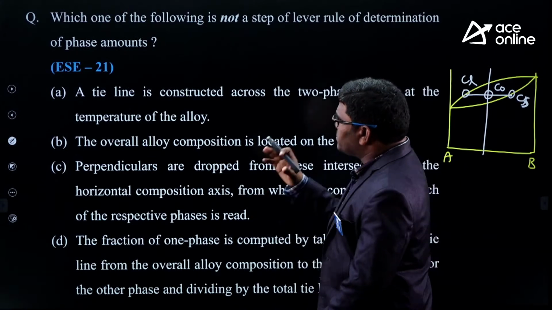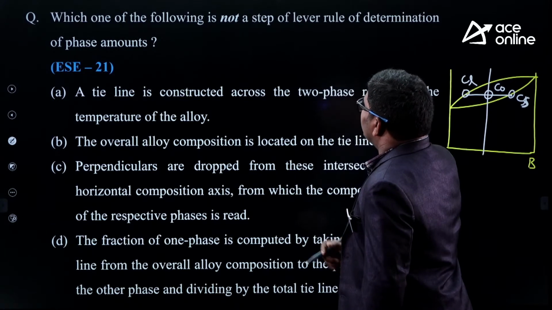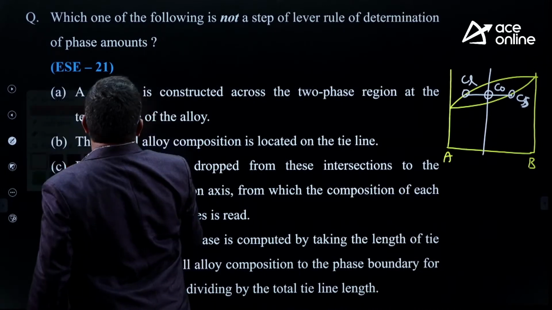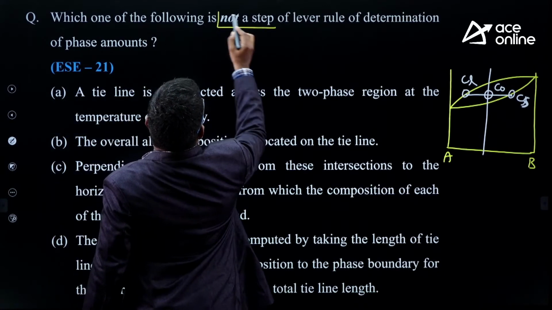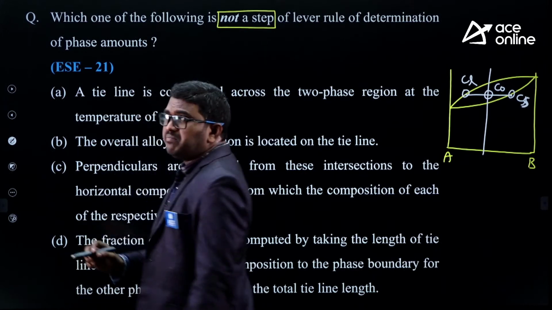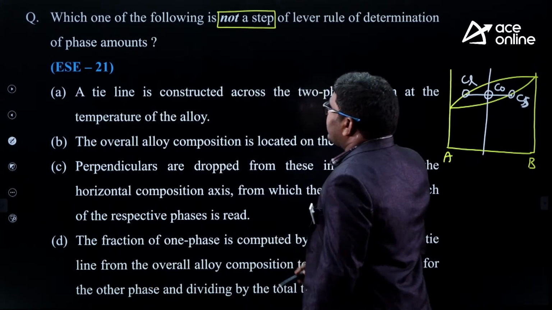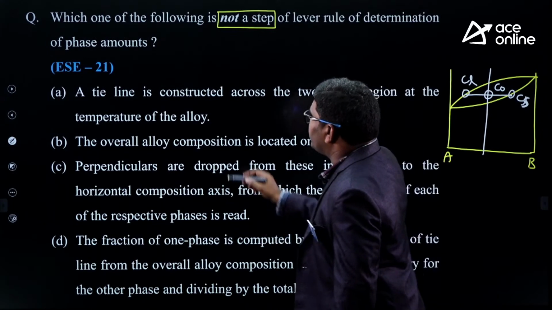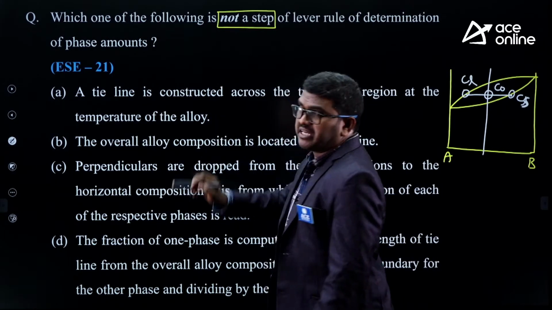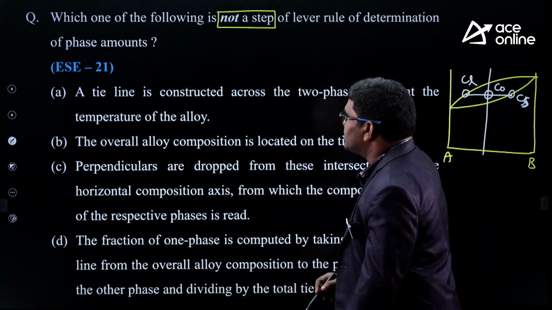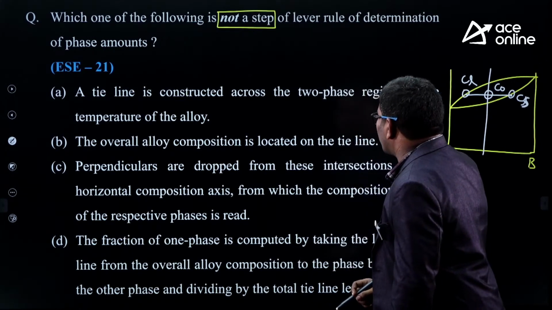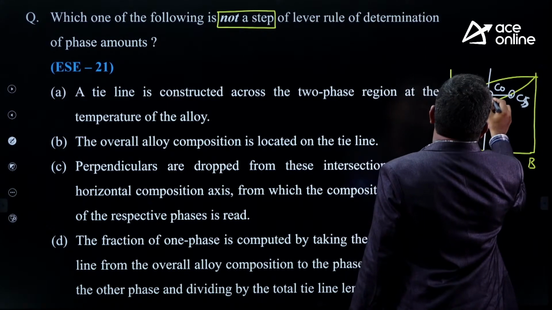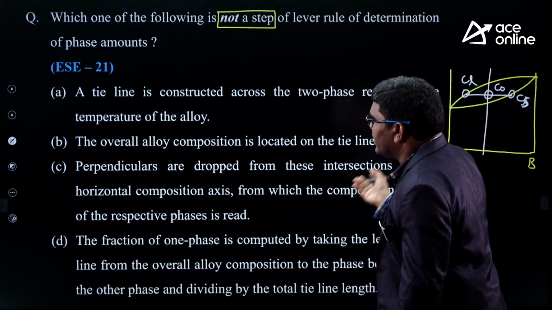Now see the options here. Listen carefully, a very important thing here: not a step actually. A tie line is constructed across the two-phase region at the temperature of an alloy. This is a correct step. Next, the overall alloy composition is located on the tie line. Yes, definitely, the overall alloy composition, let us take this point, is located on the tie line, that is the lever line.